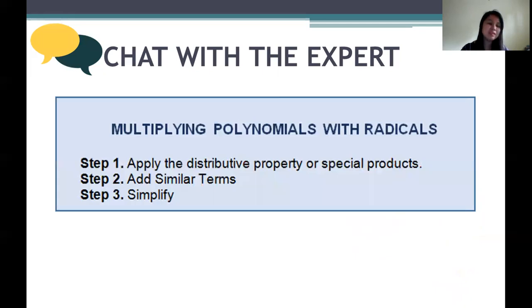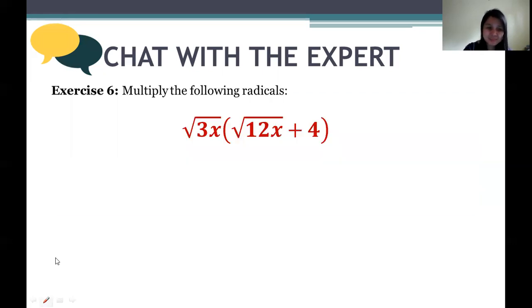Now the last one. How do you multiply polynomials with radicals? Step 1. We apply the distributive property or the special products. Step 2. We add similar terms or like radicals. How do you know they are like radicals? They have the same index and the same radicand. And the last one is simplify. Let's start. Ready? The first one. Okay.